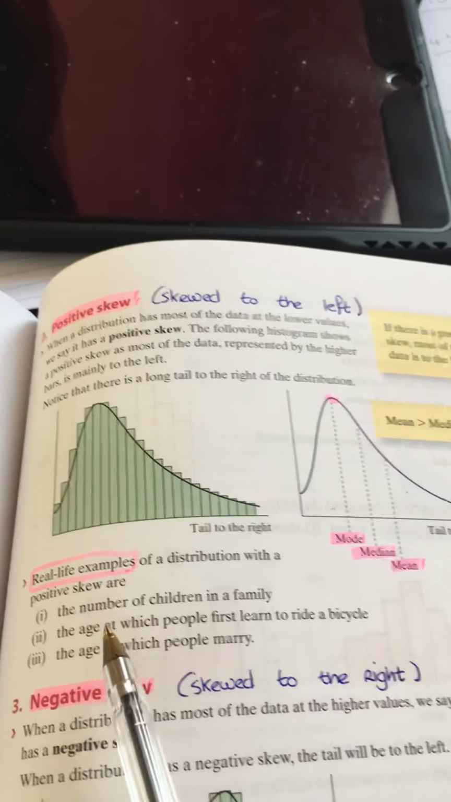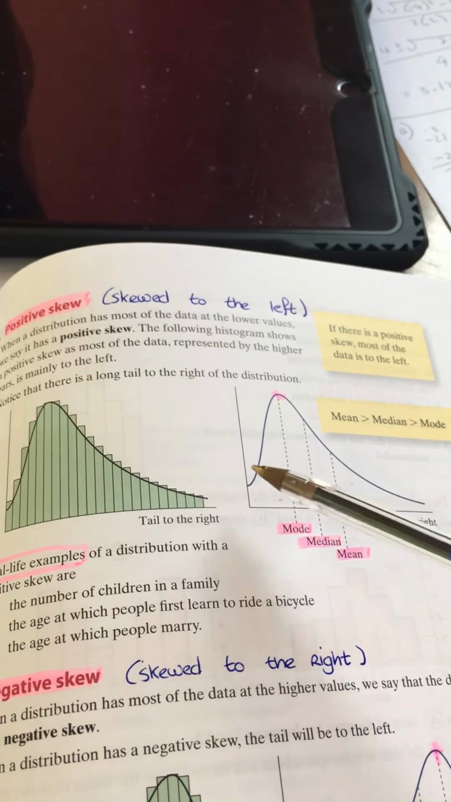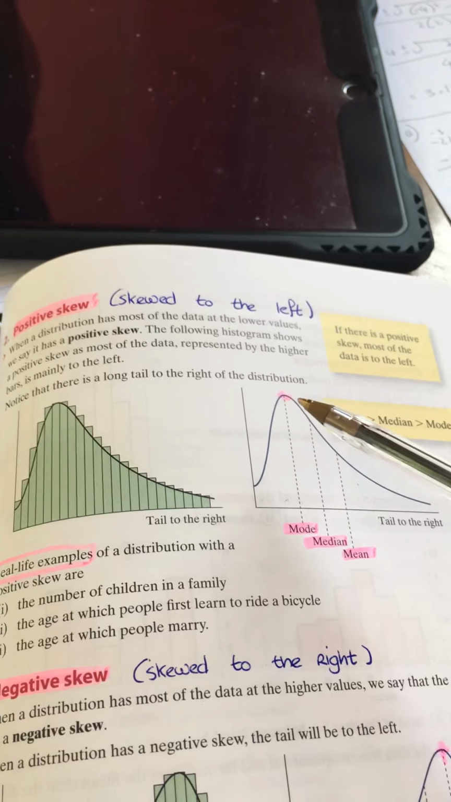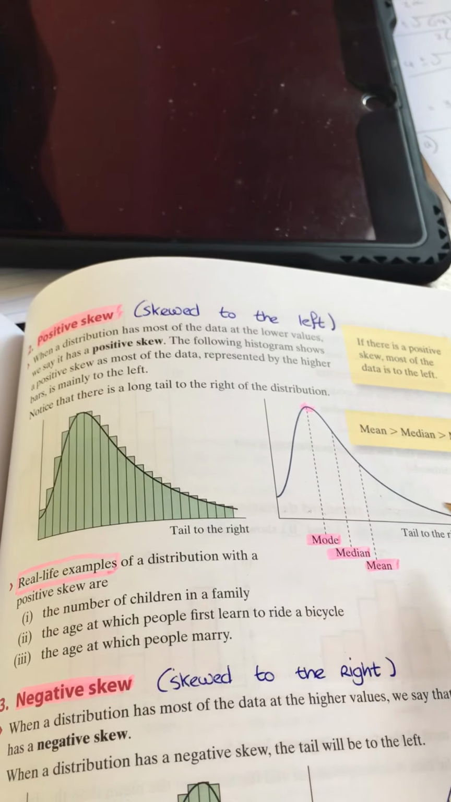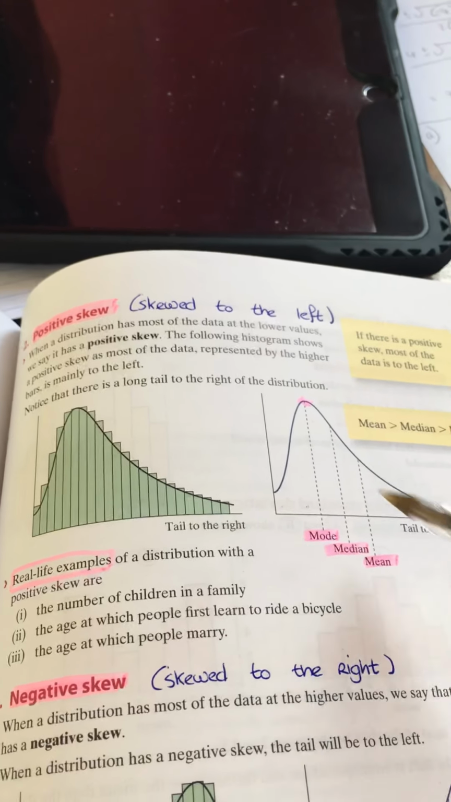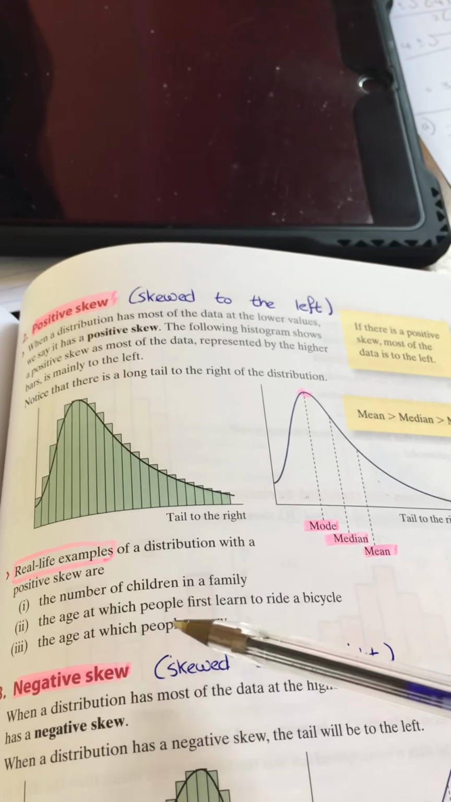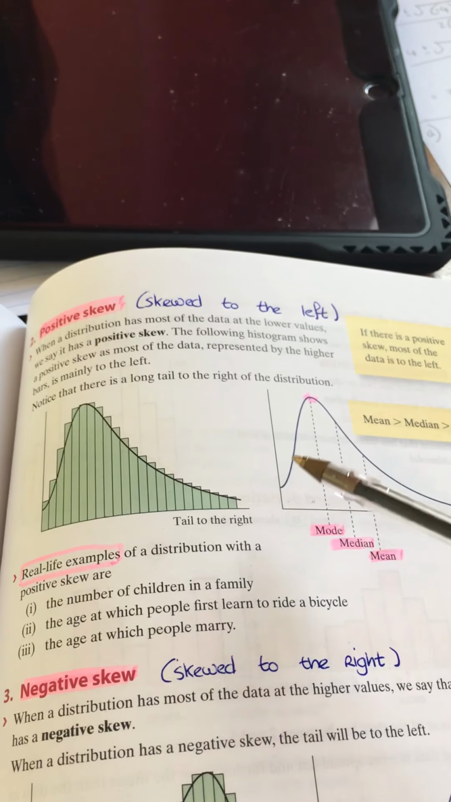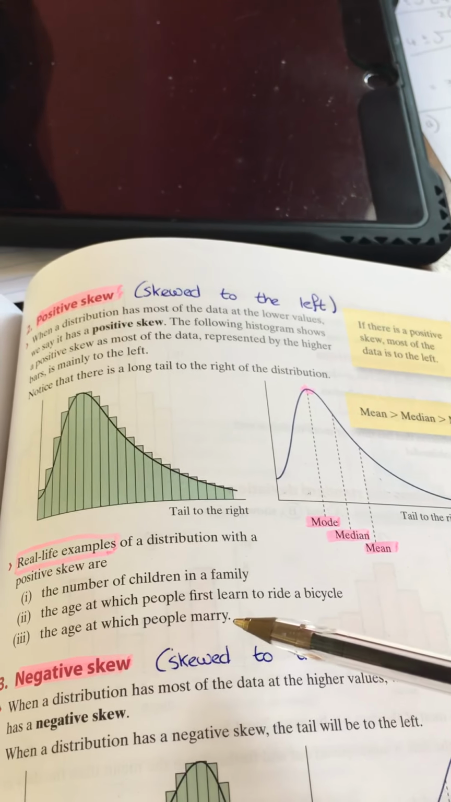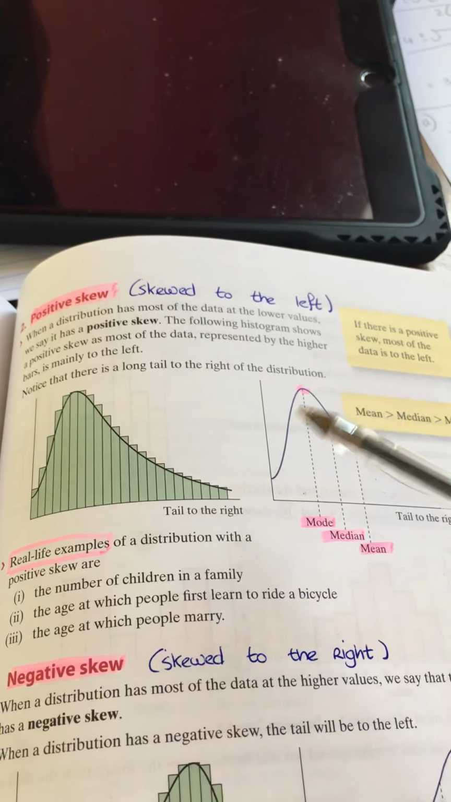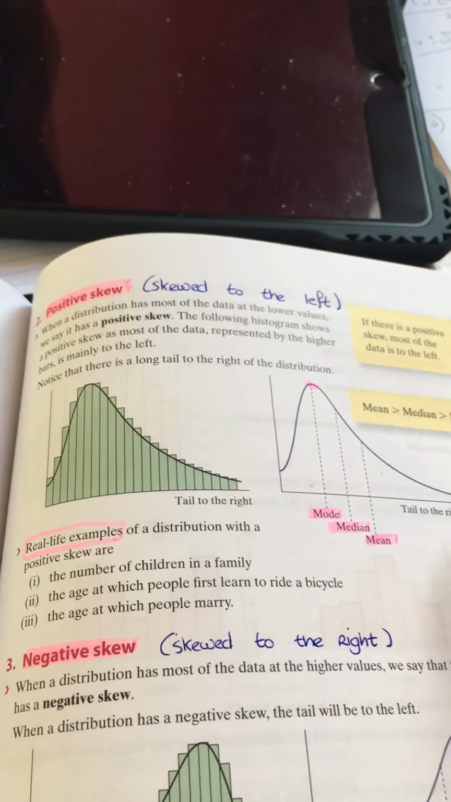Real life examples: the number of children in a family. A family might have one child, two children, 3, 4, 5, and the bigger the family, there are fewer of those families. There are fewer big families than there are families of 1 or 2 children. The age at which people learn to ride a bike: most people learn when they're a child, but you do have adults, they're just not as many. The age at which people marry: this has probably changed a bit, but still most people marry when they're younger, and then you have fewer people marrying when they get older.